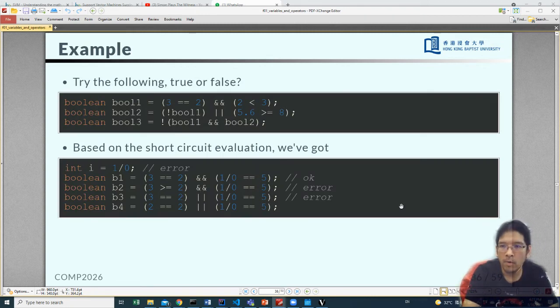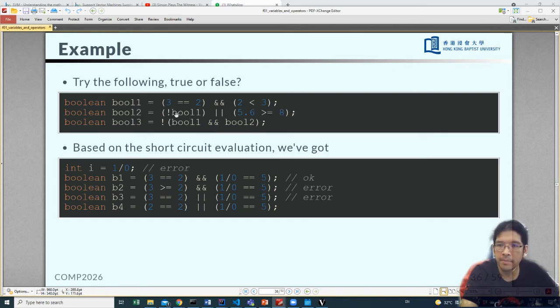Assume bool1 equals this expression. Now try to understand bool1, bool2, and bool3: what are their values? As an example, the first one, bool1 equals 3 equals equals 2, or 2 smaller than 3. The expression here will be false. The expression here will be true. Now, false and true will give you a false.